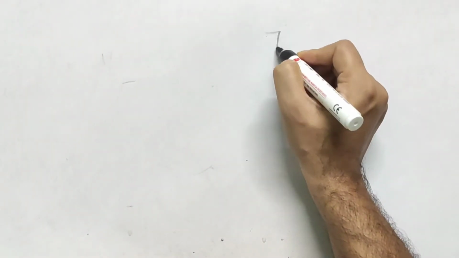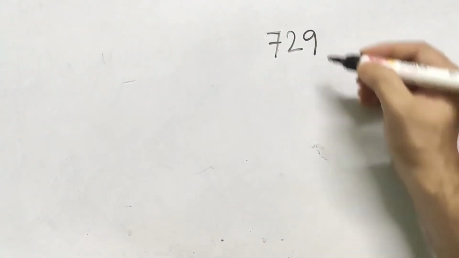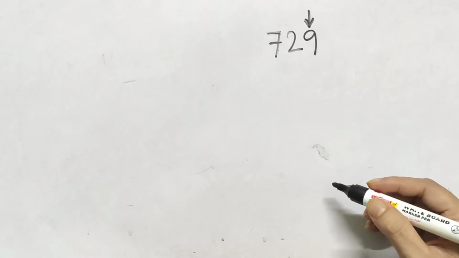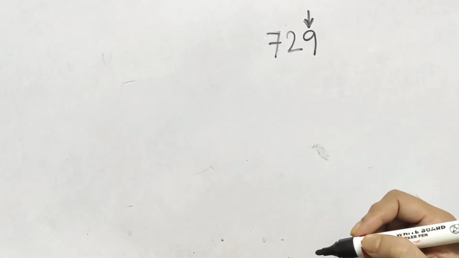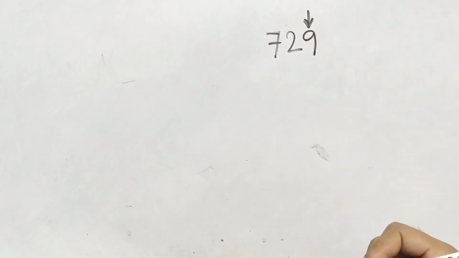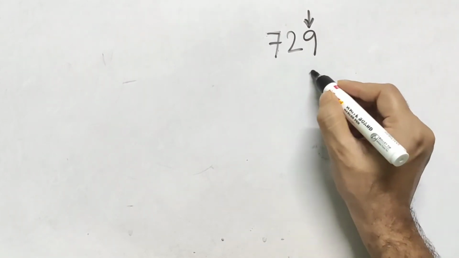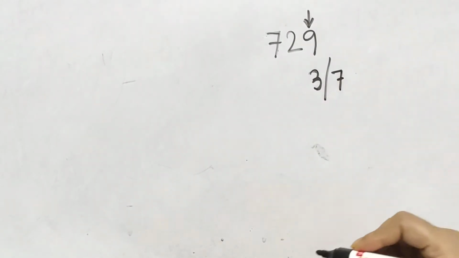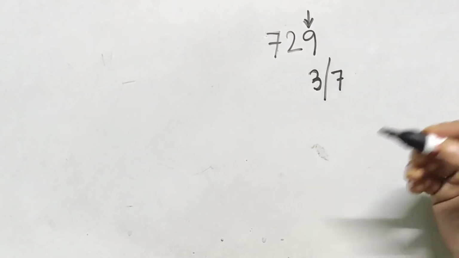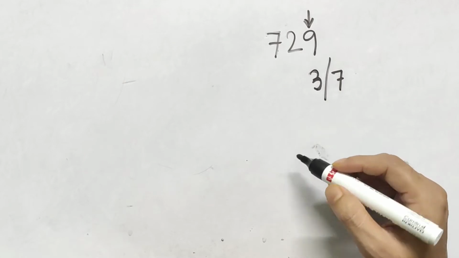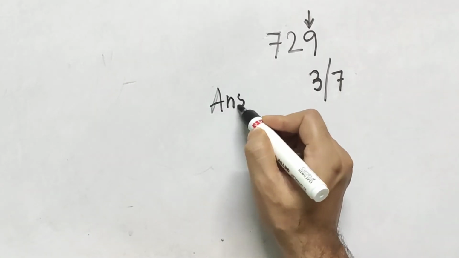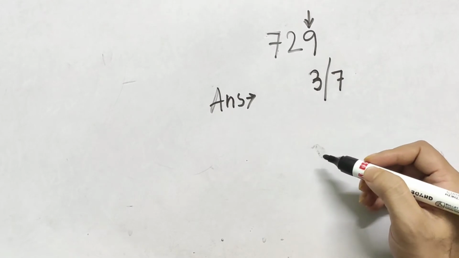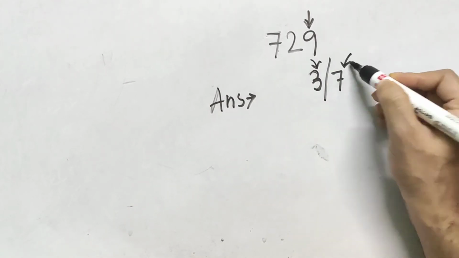Let's talk about 729. First, we need to take the unit digit into consideration. Which number has a square with 9 in its unit digit? 3, because 3 square is 9, or 7, because 7 square is 49, so the unit digit 9 matches. So the unit digit of the answer is going to be either 3 or 7.